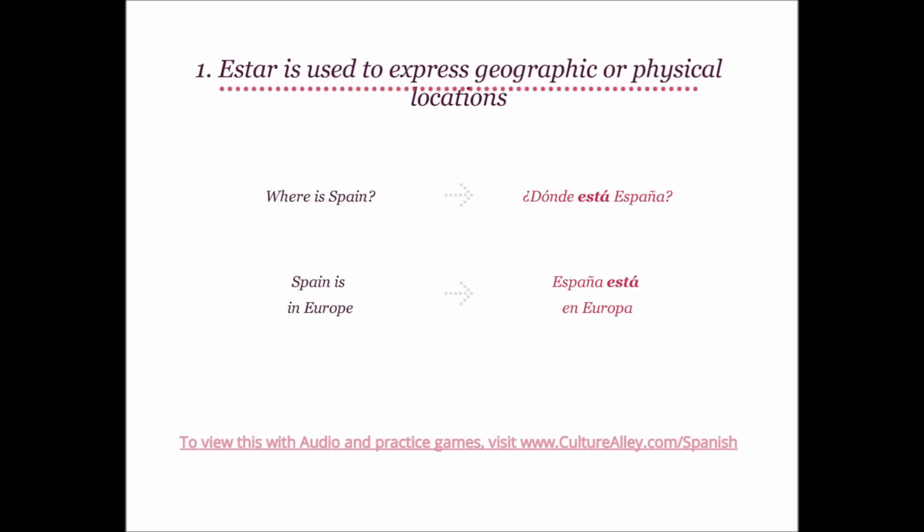Now let's look at the usage of estar to express geographic locations. For example, where is Spain? Where is Spain translates to ¿Dónde está España? Try saying that. ¿Dónde está España? In response, Spain is in Europe becomes España está en Europa. Try that once again. España está en Europa. Very good.